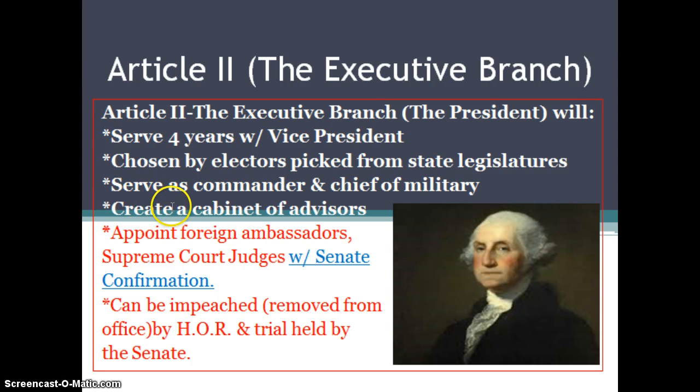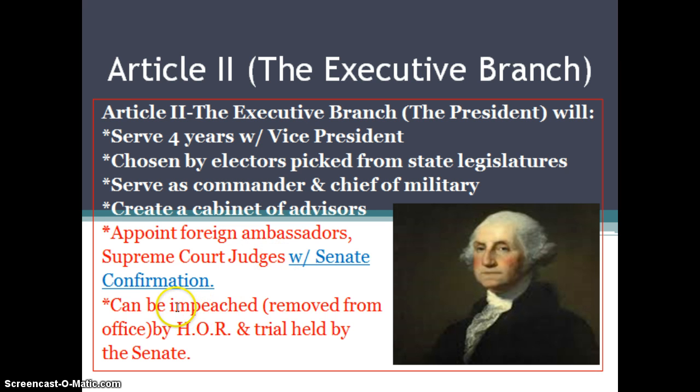They are basically the head citizen of the United States. They create a cabinet of advisors to help them out. They will appoint foreign ambassadors, so people who can help us with other countries. They will appoint Supreme Court judges, and the Senate confirms those Supreme Court judges. So again, checks and balances. The president appoints the judges, the Senate has to confirm.